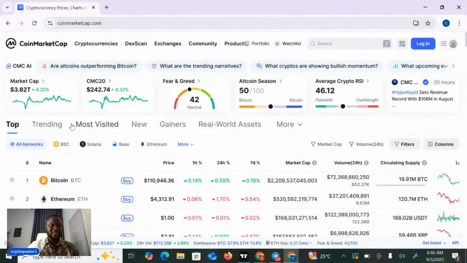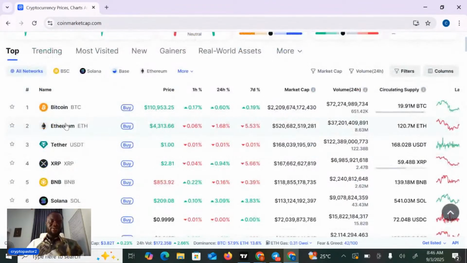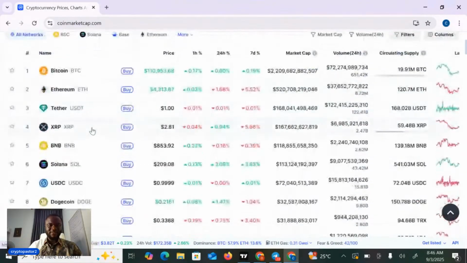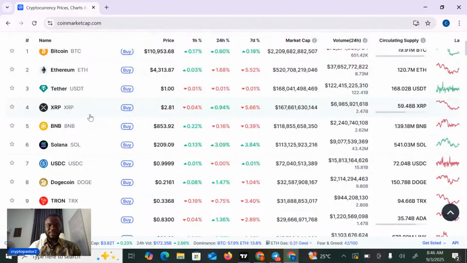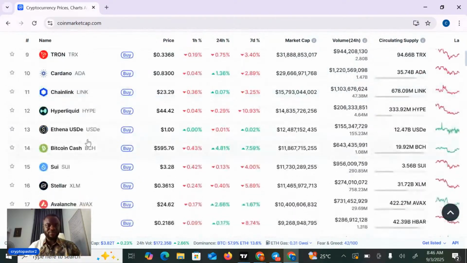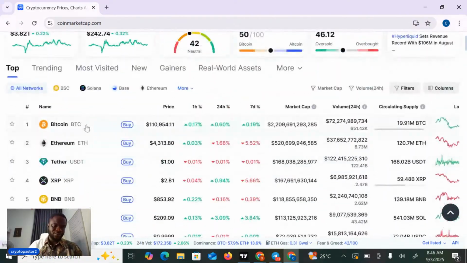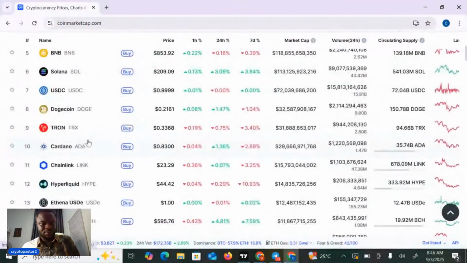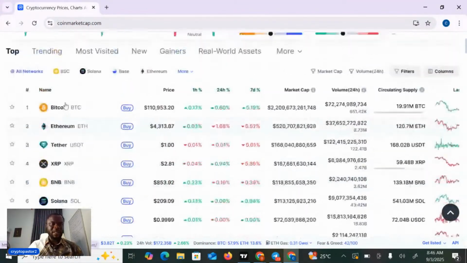So this is CoinMarketCap. I can see so many coins in the crypto space. See Bitcoin, Ethereum. You can see their price and everything. I can see how the price is going up, how prices are going down. So let me look for a coin. Maybe I heard about Dogecoin.